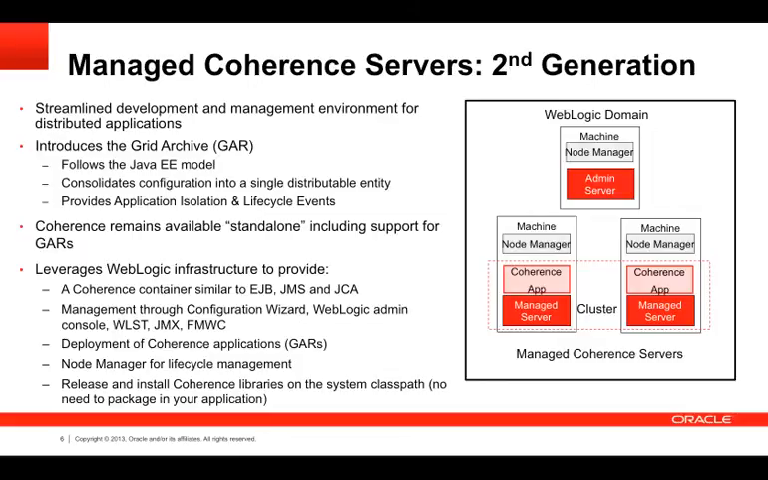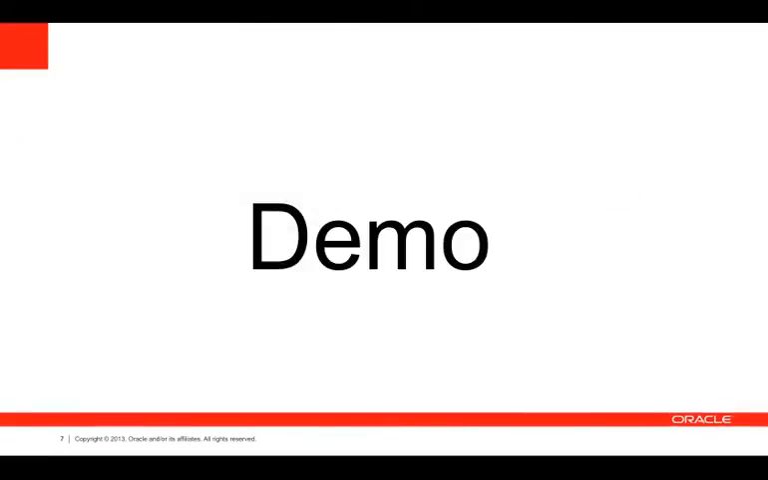One of the major differences between Active Cache in 11.1 and Managed Coherence Server in 12.1.2 is that the Coherence libraries are now a part of WebLogic system class path, which means that you do not need to package Coherence libraries in your applications anymore. Now with that, let's switch over to a live demo so that you can get a good sense how everything works together.